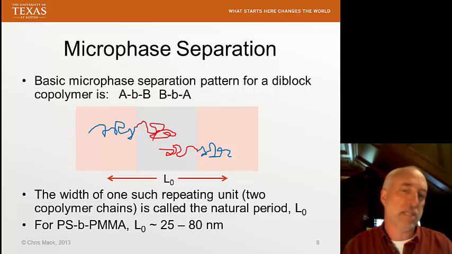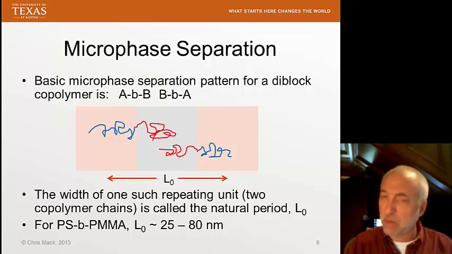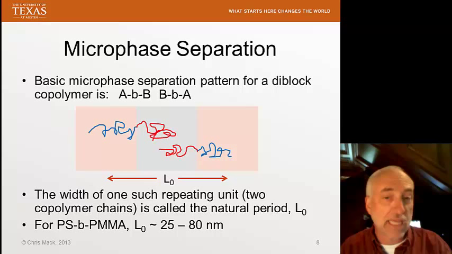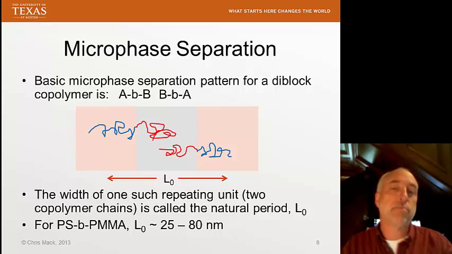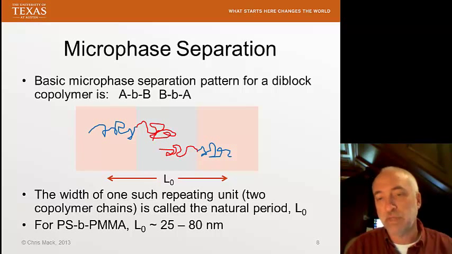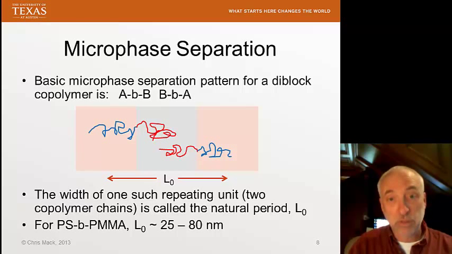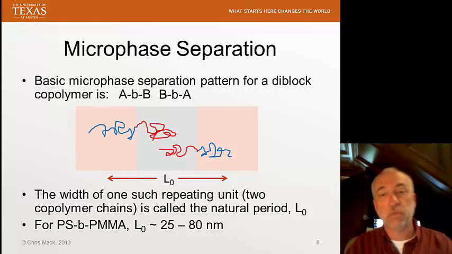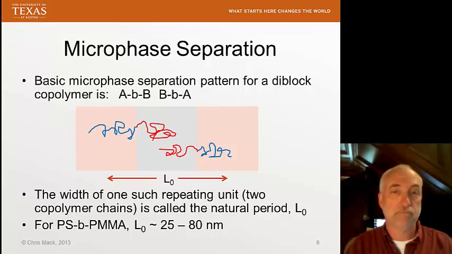For polystyrene block PMMA, this L0 can be anywhere from about 25 to 80 nanometers, and we'll talk about what properties of the polymer determine what this repeating natural period is.